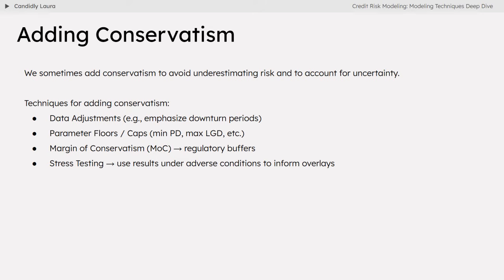Parameter floors and caps. Setting minimum or maximum values for parameters like PD or LGD to ensure they don't fall below historically reasonable thresholds. Margins of conservatism. This is a formal concept under regulatory frameworks like Basel, where we add buffers to account for model uncertainty or data limitations. Stress testing. Models can also be tested under stress scenarios, and the results may inform conservative adjustments or overlays.